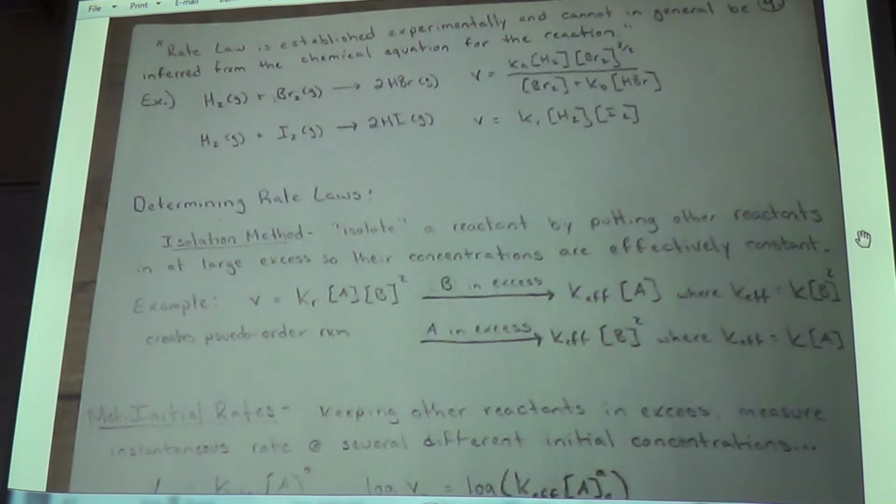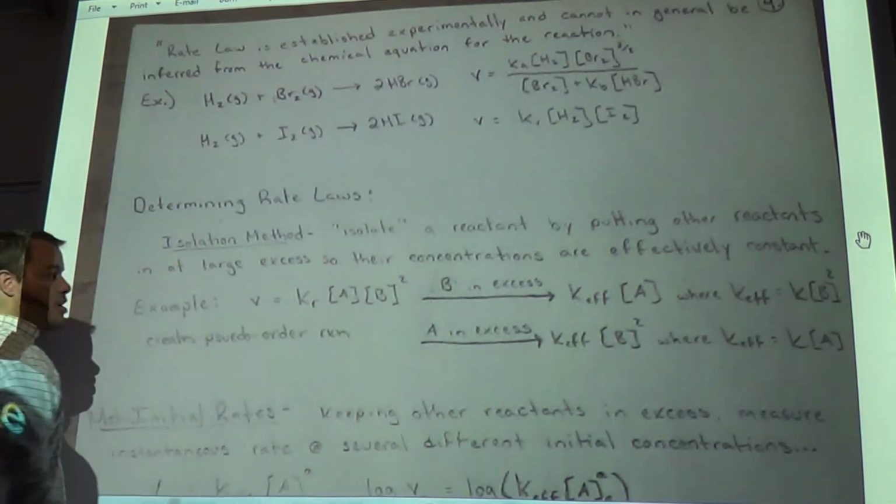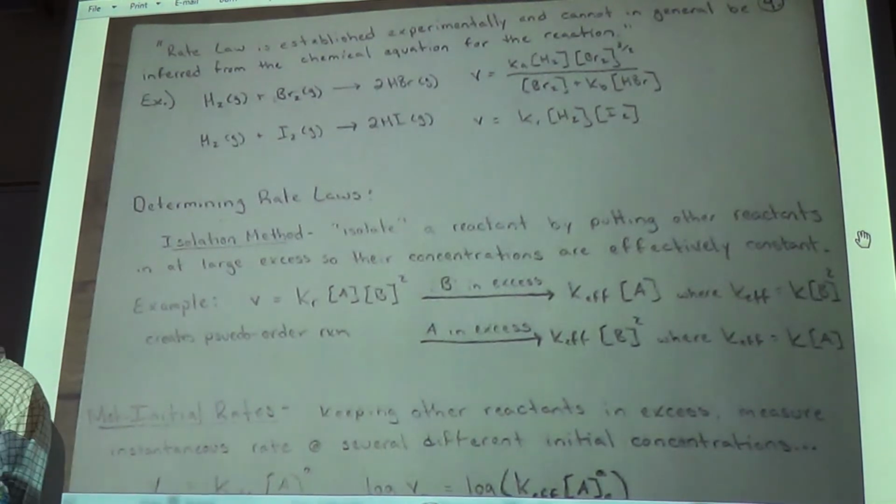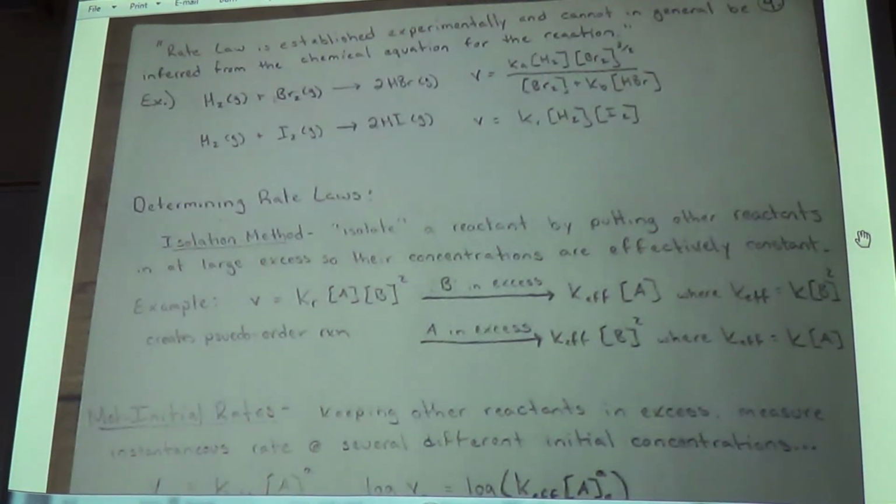There's a technique called the isolation method. You use it a lot when you want to get rid of the effects of other components in a reaction. Say we want to look at the effects on the rate of changing concentrations of species A. In that case, we make the relative concentrations of A and B way disproportionate. We raise the concentration of B to excess so that as the reaction proceeds, it's effectively constant.